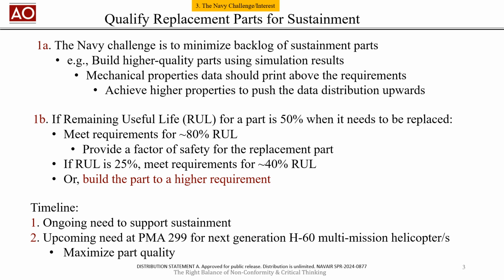There are two main challenges. The first is to minimize the backlog of sustainment parts. The mechanical properties data for the replacement part should print above the requirements to push the data distribution upwards. For example, if the remaining useful life for the part was 50%, the replacement part should meet requirements for 80% life for the part. Second is to enable the production of high-quality structure-critical parts.